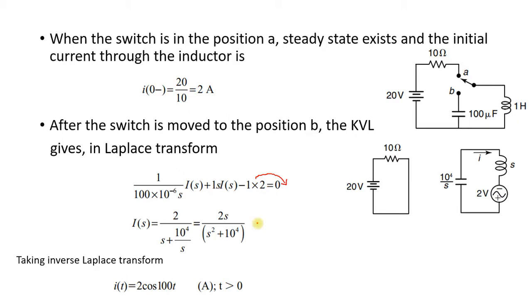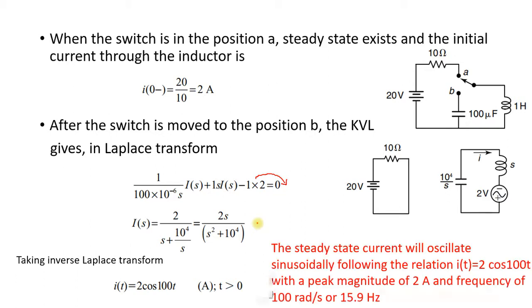The peak value of the current is around 2 ampere and the frequency is around 15.9 hertz, because omega equal to 100. Therefore f is equal to 100 divided by 2 pi. So the current will oscillate sinusoidally, with a peak magnitude of around 2 ampere and a frequency of around 15.9 hertz. Okay, now we move on to the next problem.